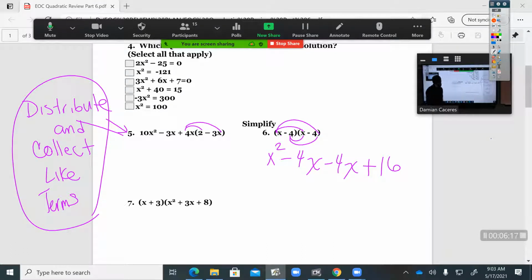On number 7, I'm not going to show you anything because you do it just like number 6. You distribute the x to all of these terms, write down your results, then distribute the 3 to all of these terms, write down the results. You're going to have 6 results. Collect the like terms in the middle.